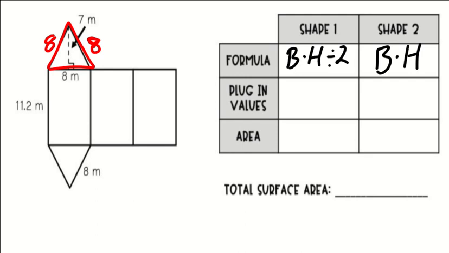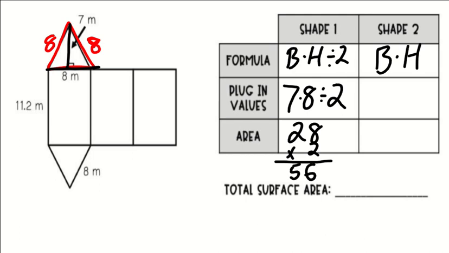So with our triangle, what two numbers are making the 90-degree angle? 7 and 8. We've got the 8 right here, the 7 right there, and you can see they make the right angle. So 7 times 8 divided by 2 is 28. We've got 2 triangles. So that gives us 56 for our triangles. Okay?